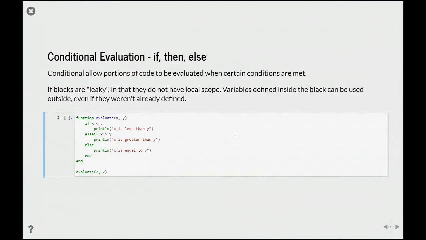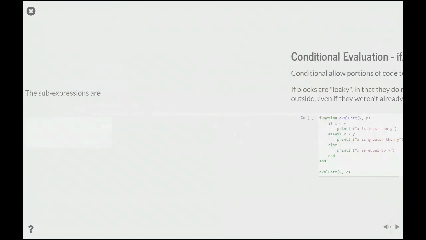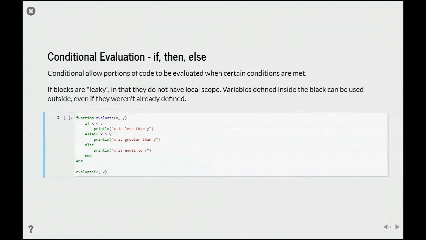Conditional evaluation, the if then else. So this is control flow more typical to what you're used to seeing. And it's as intuitive as it would be if you've used C, Java, or other languages. It's just a matter of knowing what the keywords are. Now, we put it inside of a function called evaluate. If x is less than y, print something.